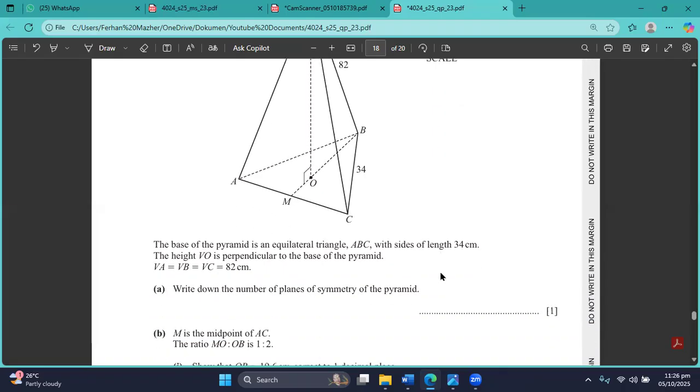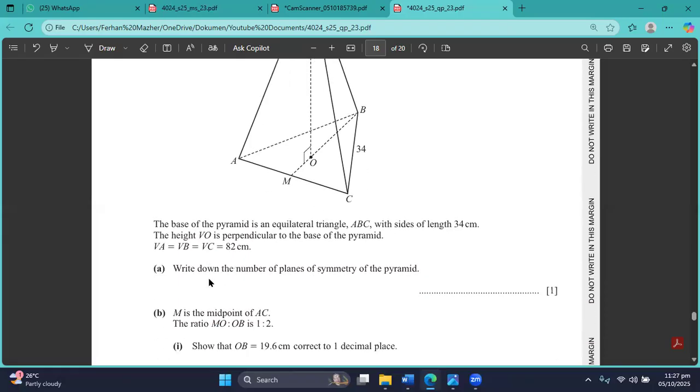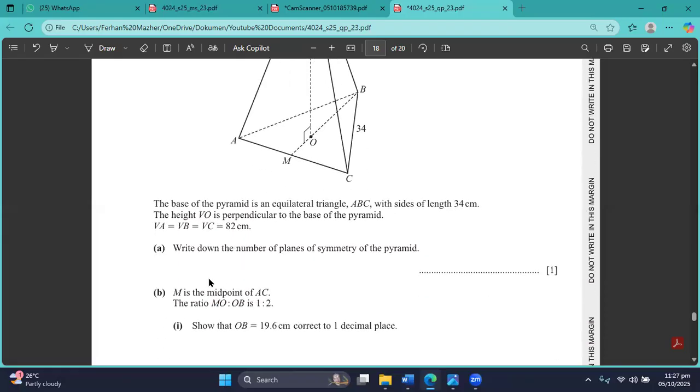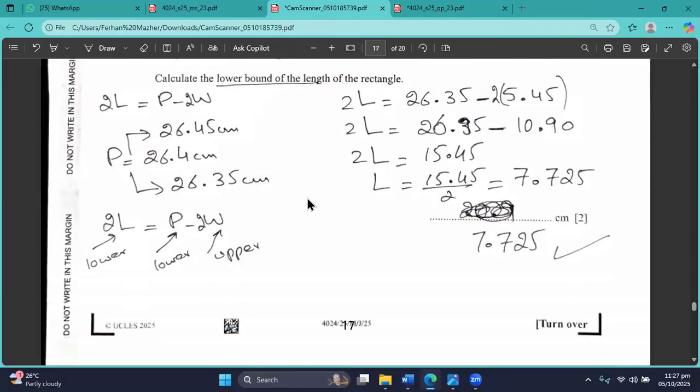Write down the number of planes of symmetry of the pyramid. For the planes of symmetry of the pyramid, one is the cut MB. If you cut along this MB, the pyramid will be divided into two equal parts. The other will be from C and the midpoint of AB, and another cut will be from A and the midpoint of BC. So there can be three cuts which can divide this pyramid into two equal parts. So the number of planes of symmetry of this pyramid is three.